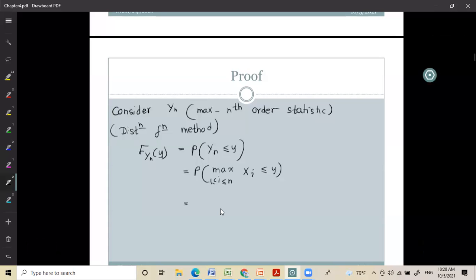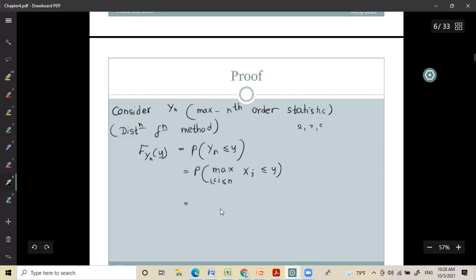If the largest is less than, then the others should also be less than, right? Why? Let me give you a small example to explain this. Think about this data set: 2, 7, 8, 9, 10. This is our data set. It is in order. Here's our max.